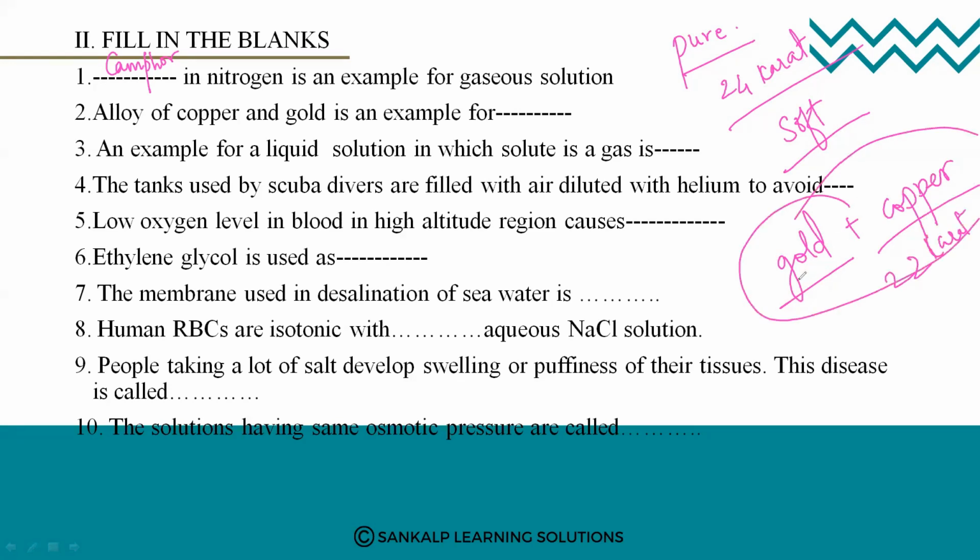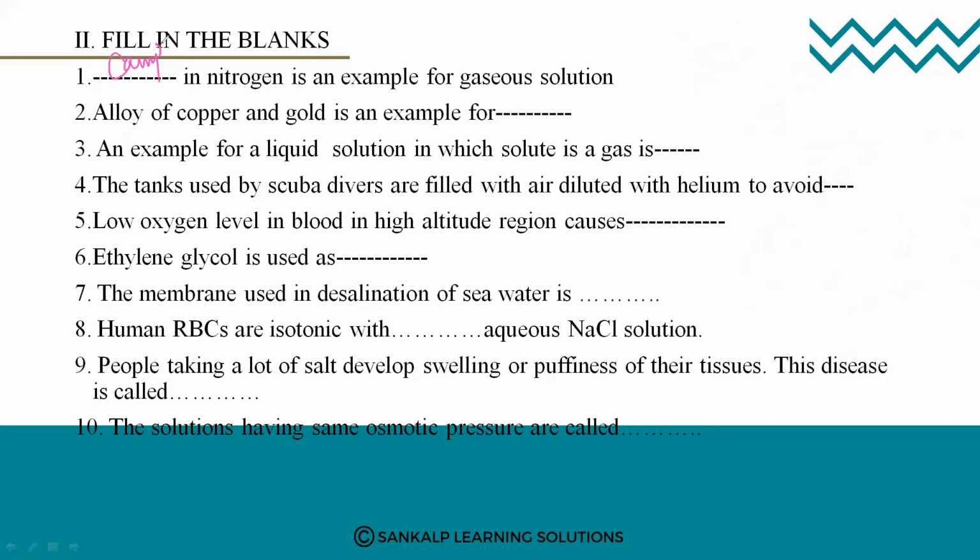So this gold and copper is an alloy. Gold is solid, and copper is also solid. So this is an example of solid solution. Fine. So this is the correct answer. Okay, we'll go for the next question. Camphor, this is a solid solution.